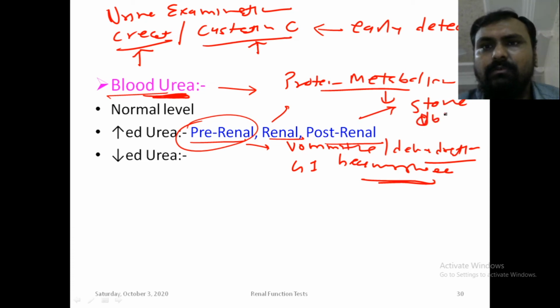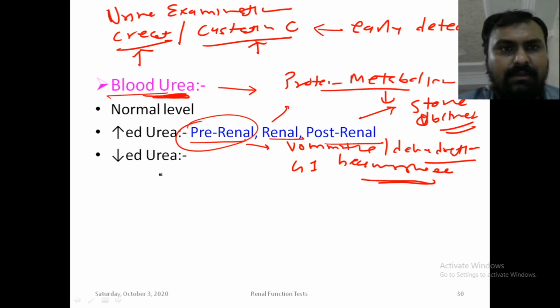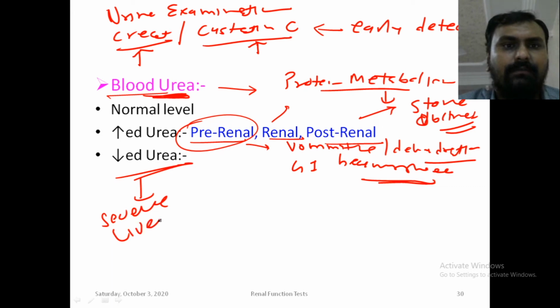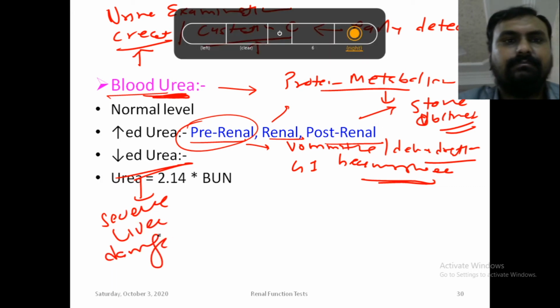There is obstruction to the urinary flow. In all these causes, the urea level is increased. Urea level is decreased in severe liver damage because it is synthesized in the liver.